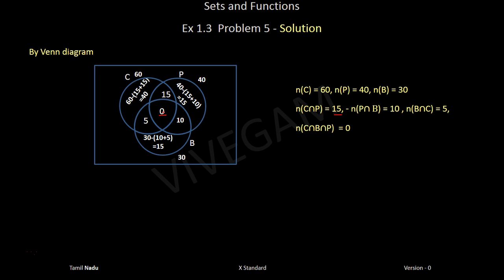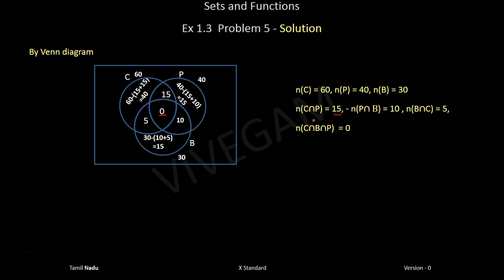Now let's say C intersection B intersection P is 5. What will happen if this is 5? The total area is 15 and this area is 5. So this area will be the total area minus this area, that is 15 minus 5, which becomes 10. But in this case it is 0, so you are getting 15 minus 0. Same goes for the next, and after this you'll have to try this intersection, that is C and B.